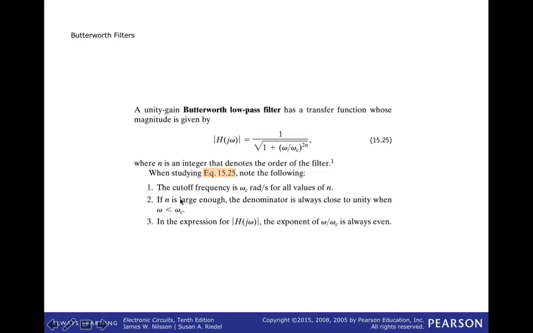So as long as omega is less than omega c, and I raise this to a power greater than 1, this number gets small, this denominator approaches 1, and the magnitude of my transfer function also approaches 1. What that means is we don't have as much attenuation and roll-off within the passband happening as early as we would have if we had a cascaded op-amp filter. And then finally, in the expression for the magnitude of H, the exponent of omega over omega c is always even because it's to the power 2n. So independent of the filter order, this would give you an even exponent.